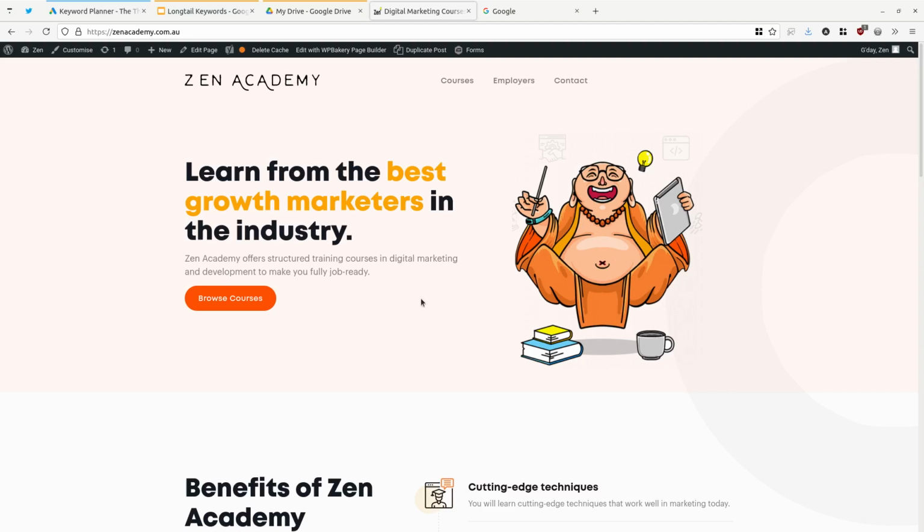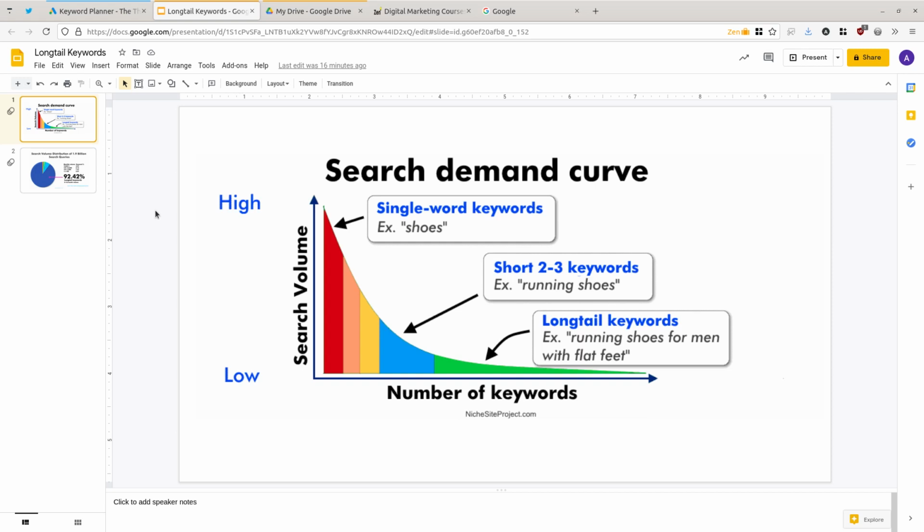Let's talk a little bit about keywords in this video. Now you've got a website up and running and you want to understand what keywords to target so that you would rank higher on search engines and you would be able to get a lot of traffic. Everything you need to know about what keywords to target is literally in this one single graph.